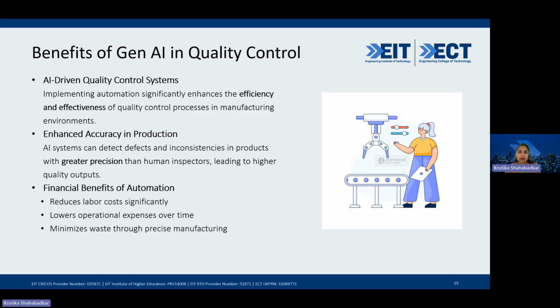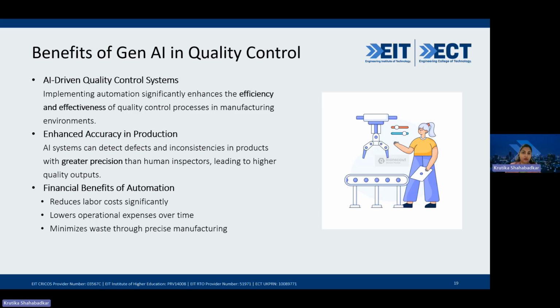So let's take a closer look at why Gen AI is becoming a go-to tool in quality control. First, there's the power of AI-driven quality systems. Traditional quality checks often operate on fixed rules or human judgment, right? Both prone to error or inconsistency. Generative AI, on the other hand, is adaptive. It learns from historical production data, detects hidden patterns, and flags anomalies with incredible speed and accuracy. This shift doesn't just improve inspection, it transforms the entire mindset around quality.